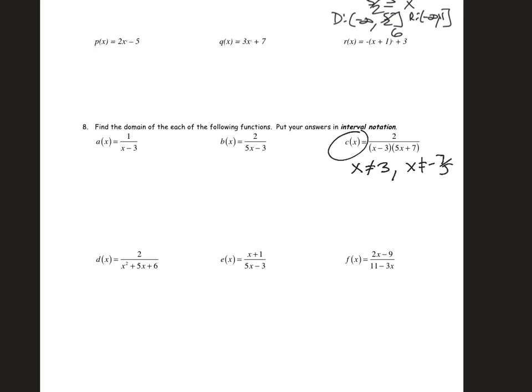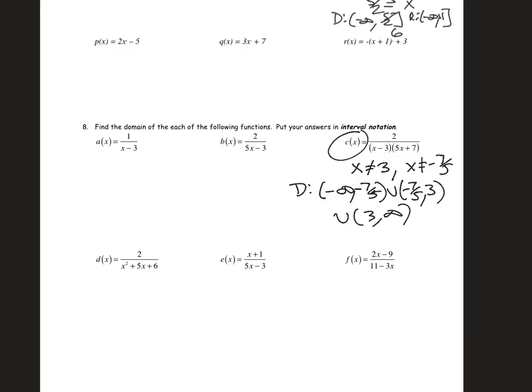So putting this in interval notation, I've got negative infinity to negative 7/5 union negative 7/5 to 3 union 3 to infinity. So this is saying everything on the number line except negative 7/5 and except 3.